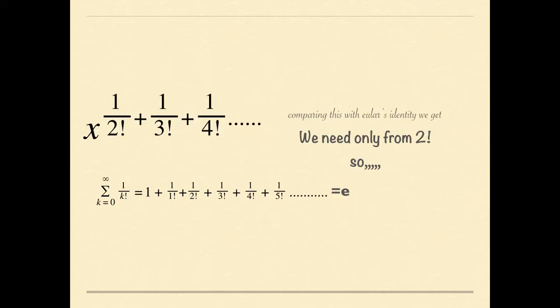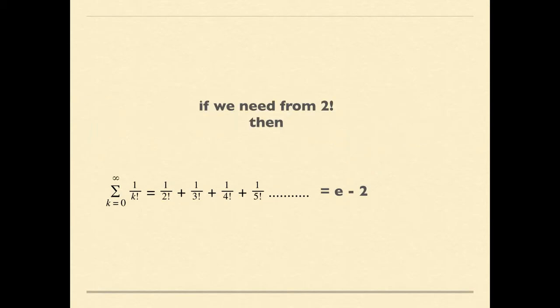Now let's see, we only need 1 by 2 factorial terms, right? So 1 by 2 factorial plus 1 by 3 factorial plus 1 by 4 factorial, and so on and so forth. We don't need 1 plus 1 by 1 factorial. As 1 by 1 factorial is equal to 1, that means 1 plus 1 is equal to 2, then we have to subtract 2 from the equation. So after subtracting 2 from this large equation, we get this: e minus 2 is equal to 1 by 2 factorial plus 1 by 3 factorial plus 1 by 4 factorial plus 1 by 5 factorial, and so on and so forth.